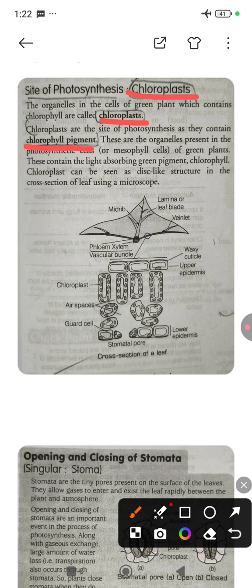So what is the meaning of chloroplast? Chloroplast is a cell organelle in the cells of green plants which contains chlorophyll. So what is chlorophyll? Chlorophyll is a photosynthetic pigment, that means the green color pigment which traps the solar energy and converts the solar energy into chemical energy. You can also try to draw the cross section of a leaf and you can understand each and every word properly.